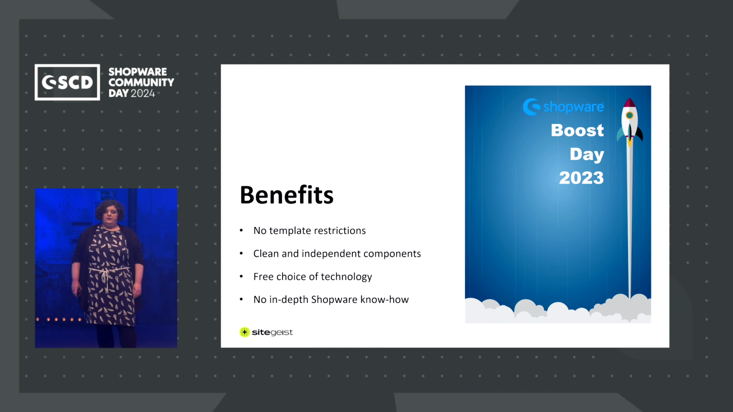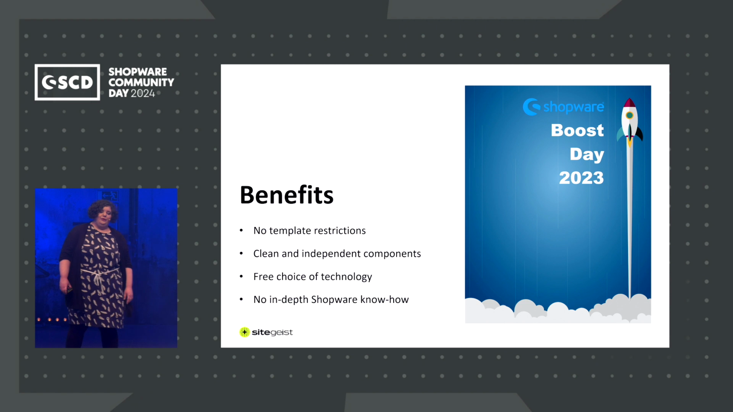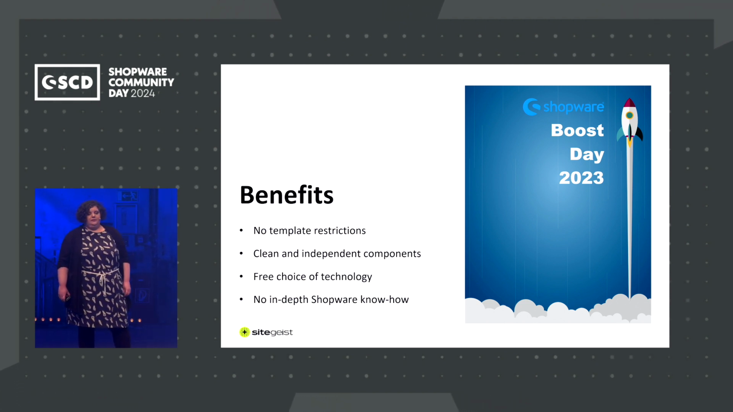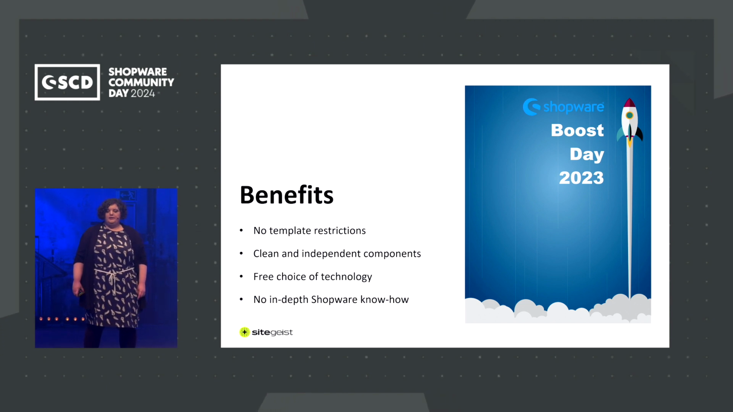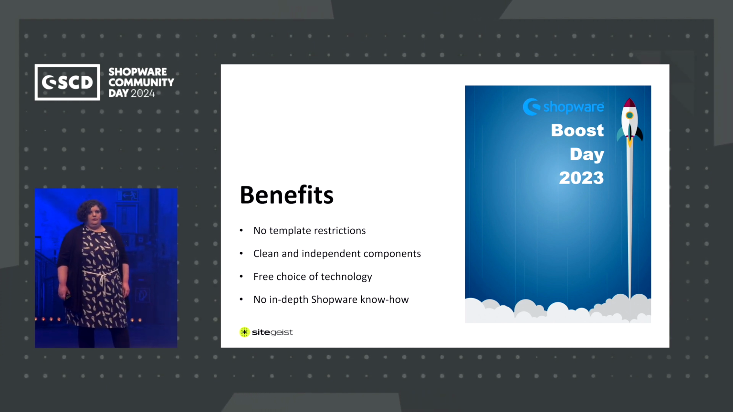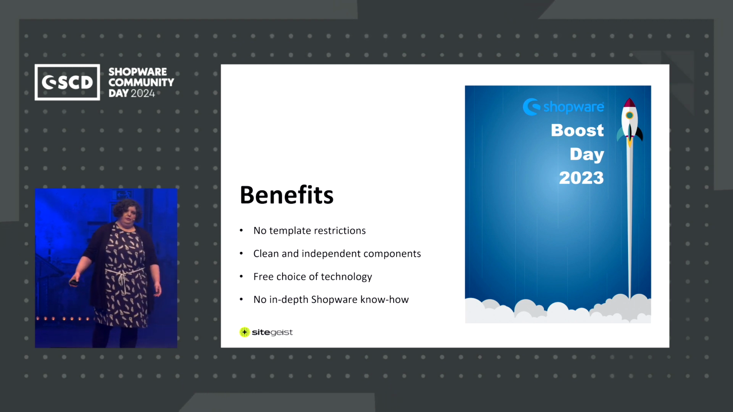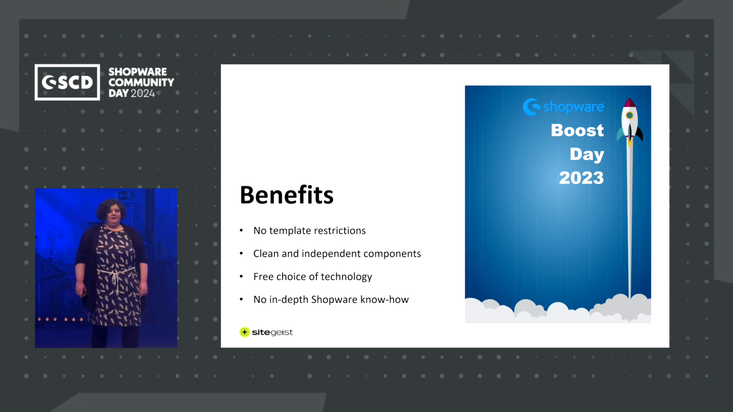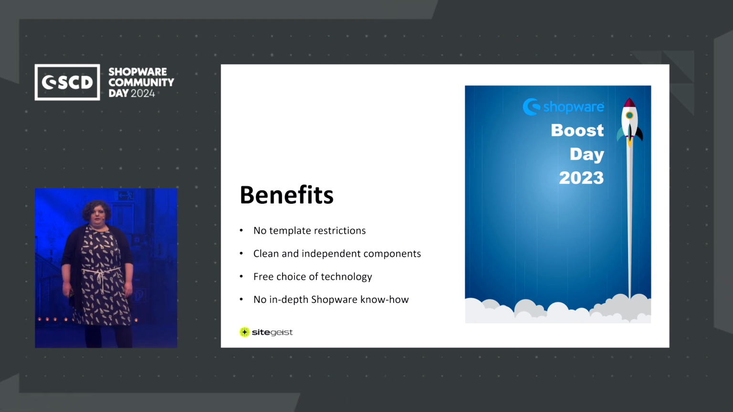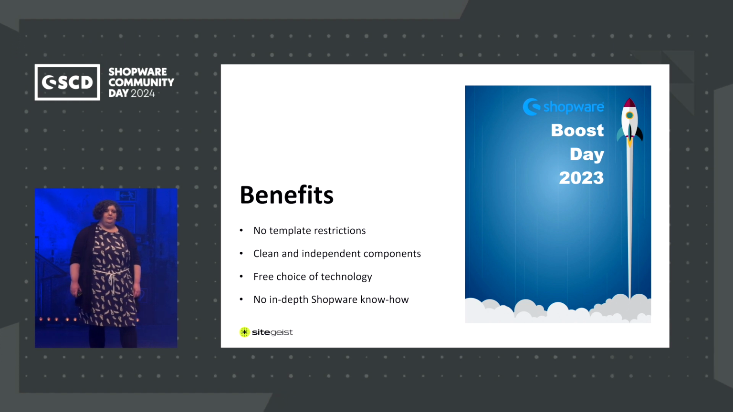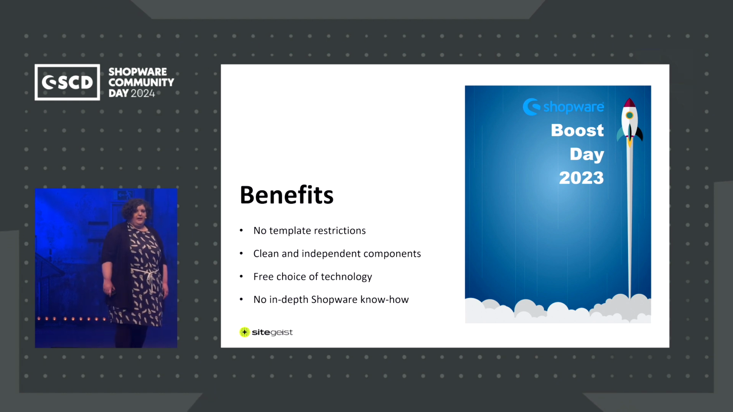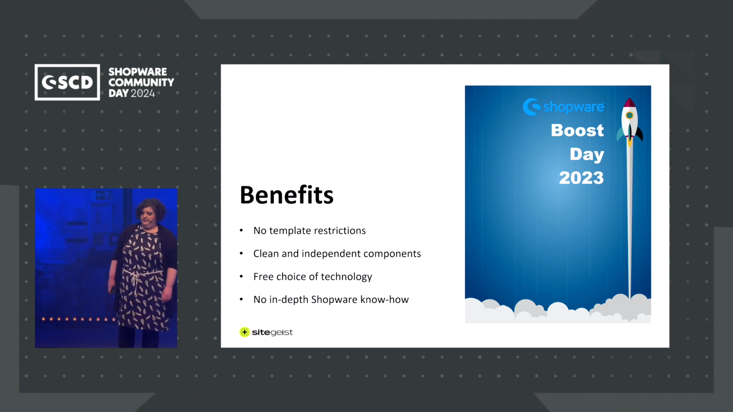And which benefits did we achieve out of this? We had no restrictions anymore regarding the existing template. We had a clean, independent component implementation and better control over changes over the project time. And the most important point was we had free choice of technology in the front end. So our front-end developers were very happy that they could use Vue and Tailwind for front-end development.